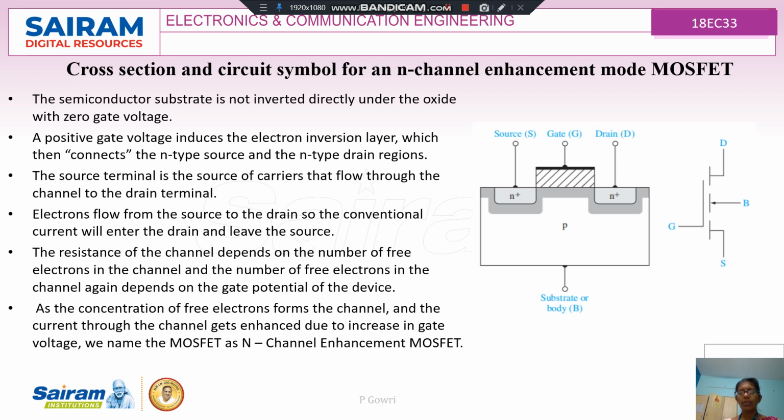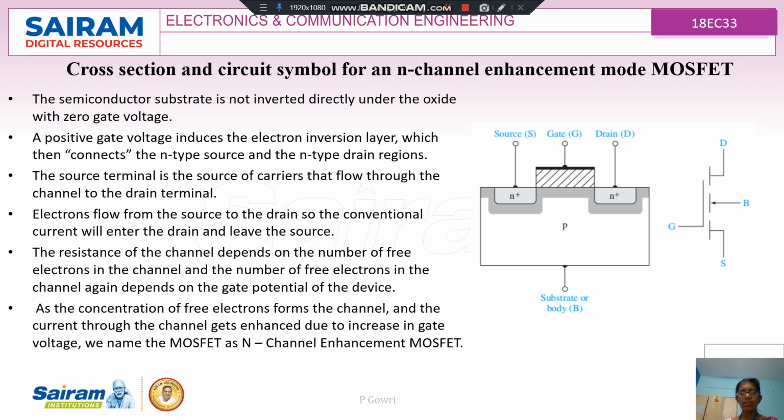Now coming to the N-channel enhancement MOSFET. In an enhancement MOSFET, the semiconductor substrate is not inverted directly under the oxide with a zero gate voltage. That is, the N plus and N plus regions are isolated for zero gate voltage. A positive gate voltage will induce an inversion layer, which connects the n-type source and the n-type drain region, resulting in the formation of the channel.